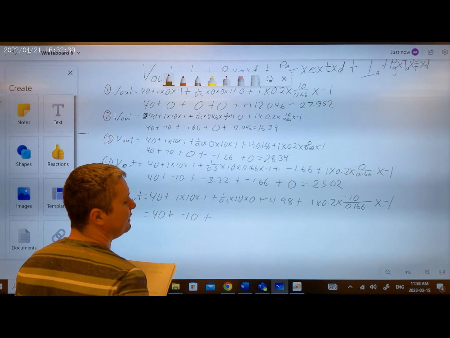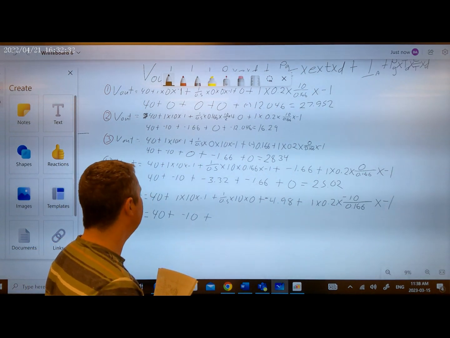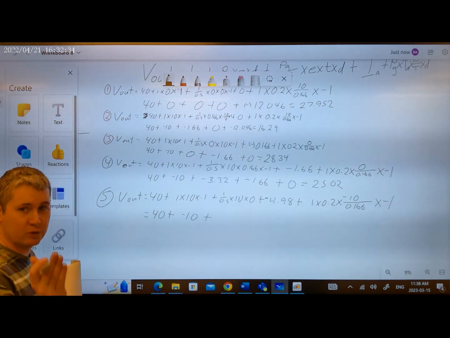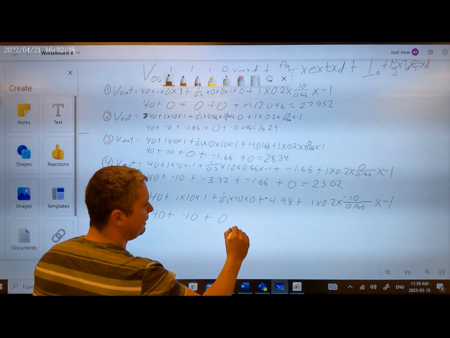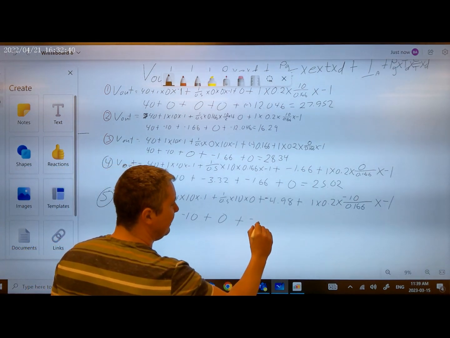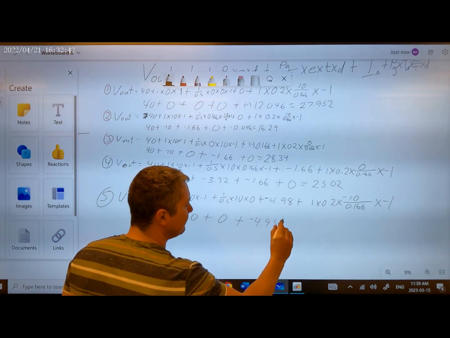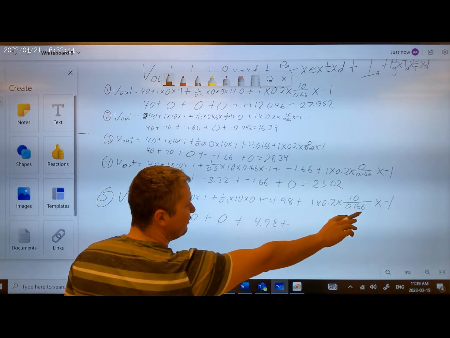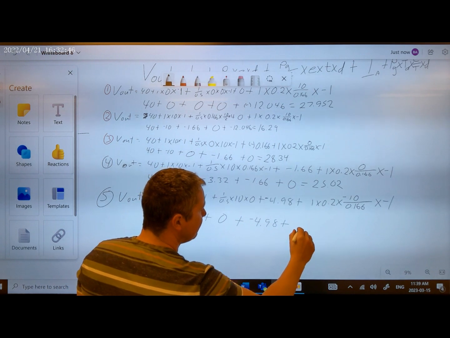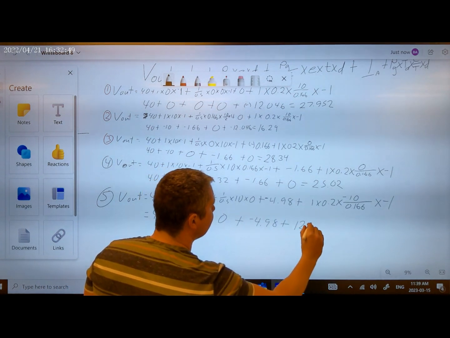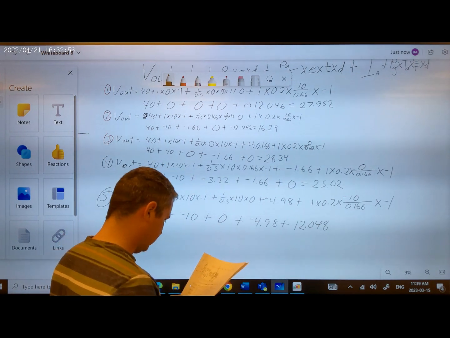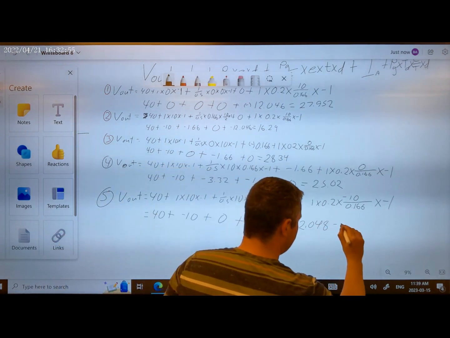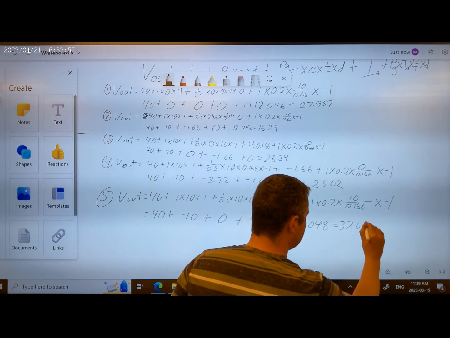integral, which has a 0 time from 0.4 to 0.5. There was no time there. So we have 0 plus our cumulative integral, which is minus 4.98, plus our derivative, which is a positive 12.048, which equals 37.05.